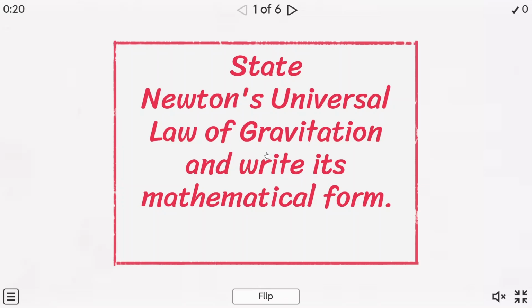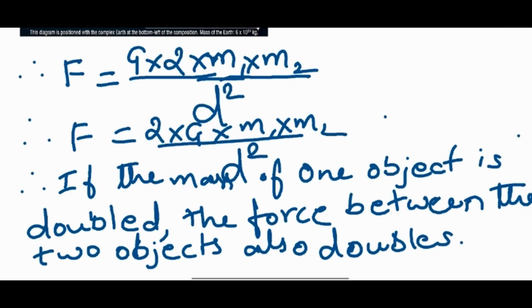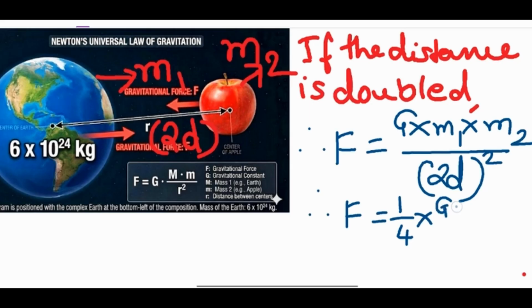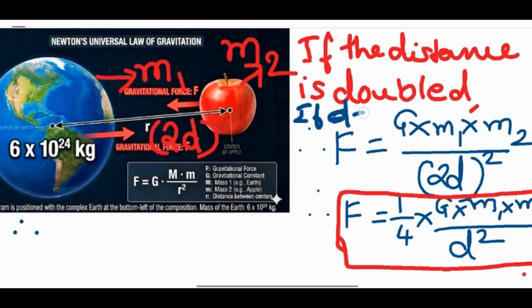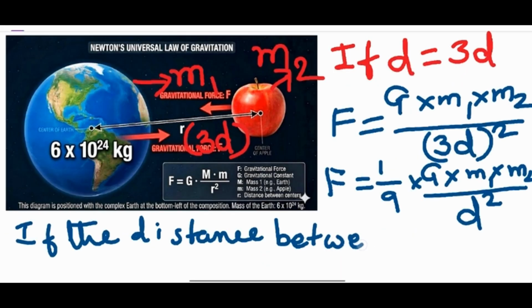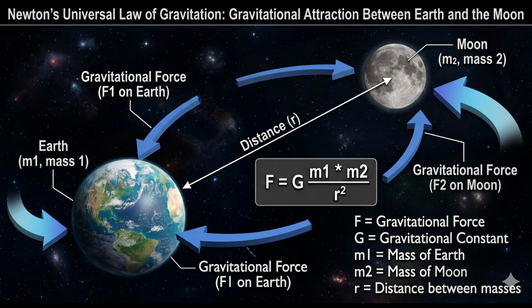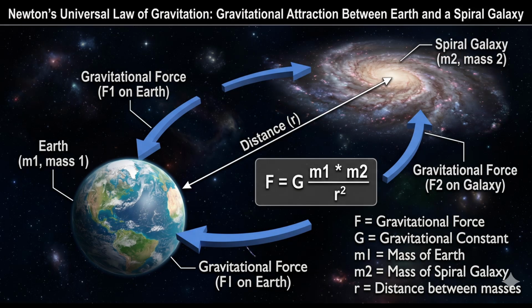State Newton's universal law of gravitation and write its mathematical form. If the mass of one object is doubled, the force between the two objects also doubles. If the distance is doubled, the force decreases by a factor of 4. If the distance between the two objects is tripled, the force decreases by a factor of 9. As the distance between the two objects increases, the force of gravity decreases.